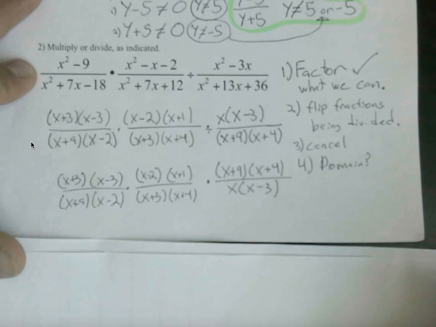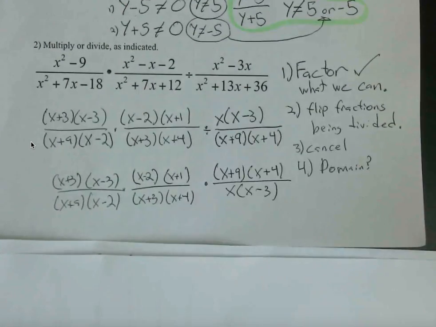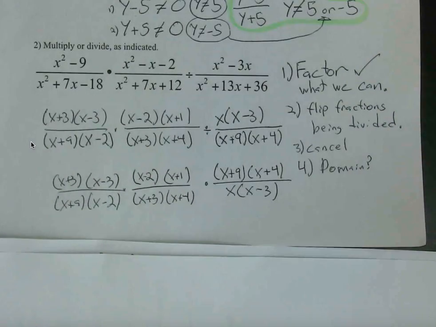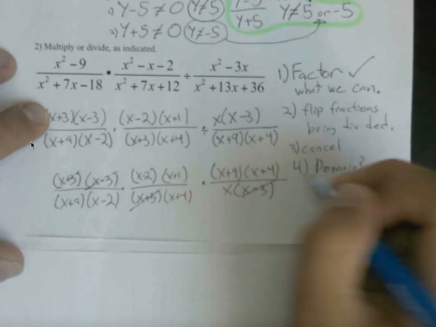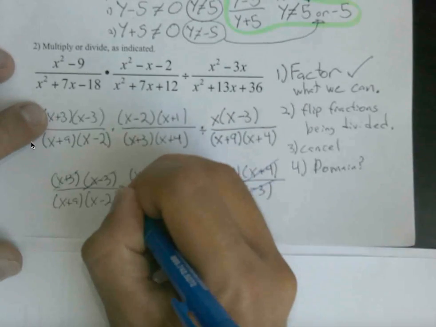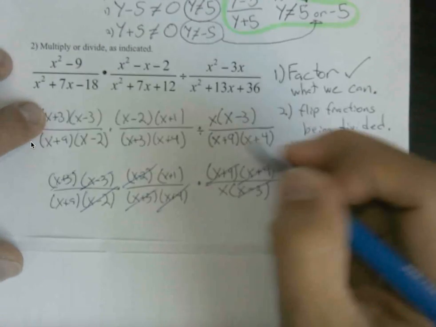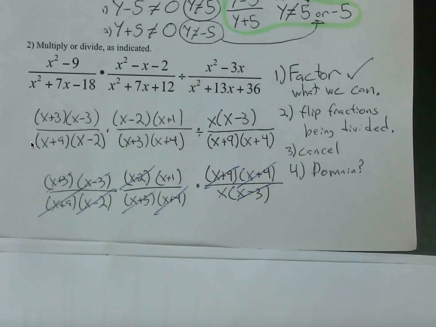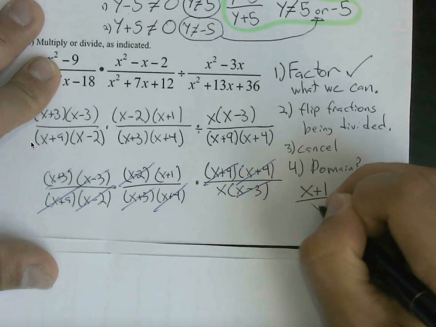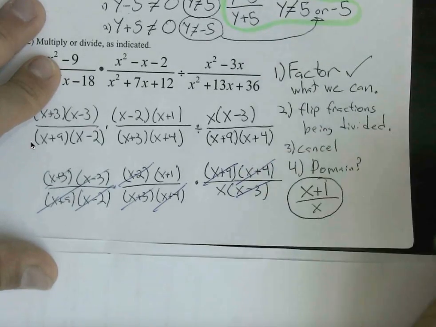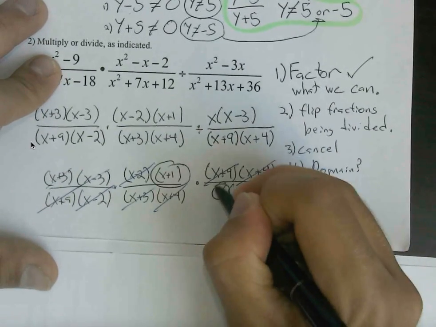All right, cool. So we've flipped everything. Is there anything we can cancel? This is the fun part. Look for a pattern. All right, what can cancel? X plus 3, x plus 3, x minus 3, x minus 3, x plus 4, x plus 4, x minus 2, x minus 2, x plus 9, x plus 9. All right, what's left over? We just have this x plus 1 over x. So that's left over. Seen here, there's nothing else.